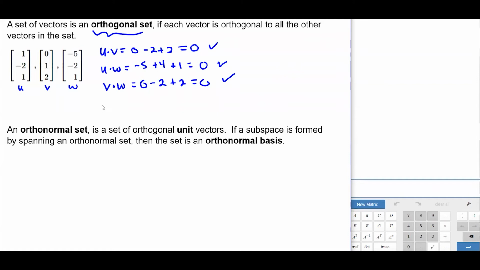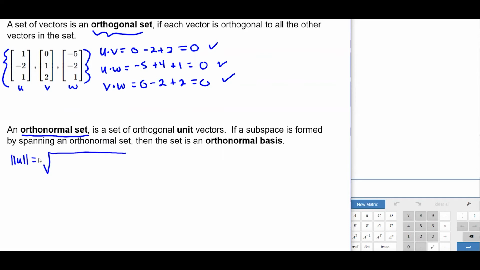If we have an orthonormal set, that means that it's orthogonal and they're unit vectors. Orthonormal sounds like a made-up word. I guess it is a made-up word. Orthonormal means an orthogonal set of unit vectors. So if we want to convert this into an orthonormal set, we just need to normalize the vectors, or turn them into unit vectors. So let's find the magnitudes of each vector.